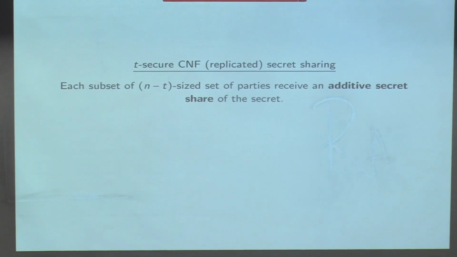So now we will look at a rather simple and highly inefficient secret sharing scheme. It's called replicated secret sharing or CNF secret sharing. What is the secret sharing scheme? A t-secure scheme would work as follows. The message you want to secret share would be split into several additive shares, and each subset of n-t parties would get one of these additive shares. So this is a valid secret sharing, because if you corrupt only at most t parties, then the complement has an additive secret share that you would miss. And if you have more than t parties, then you have all the sets, so you can recover the message.